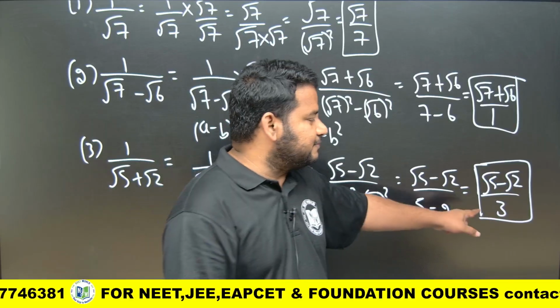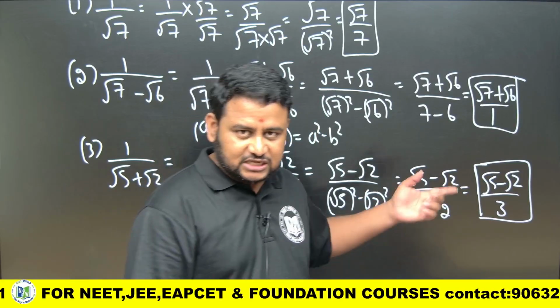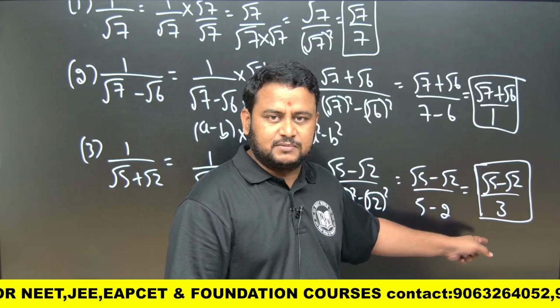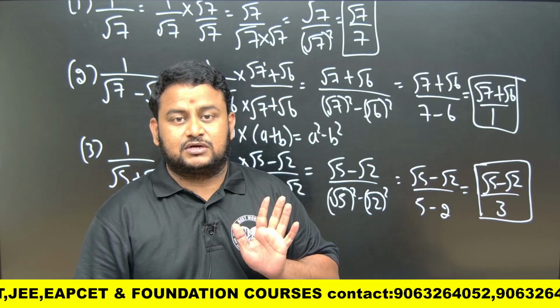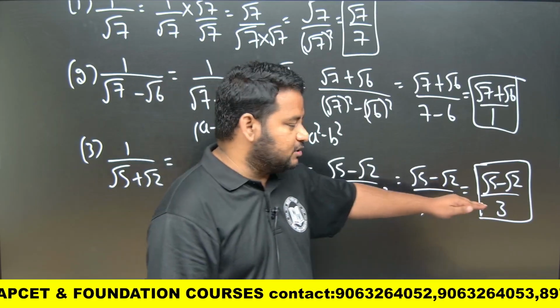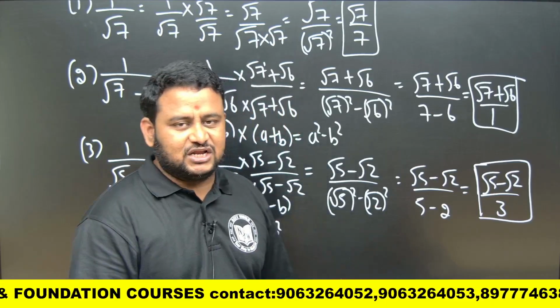In the answer, the denominator should always be a rational number. After rationalizing, if you are still getting an irrational number in the denominator, then you have gone wrong somewhere. So please keep this in mind. In the answer, the denominator should always be a rational number. Clear?